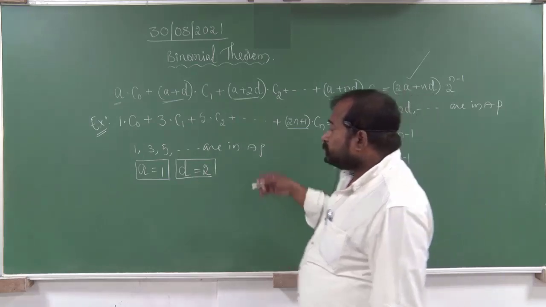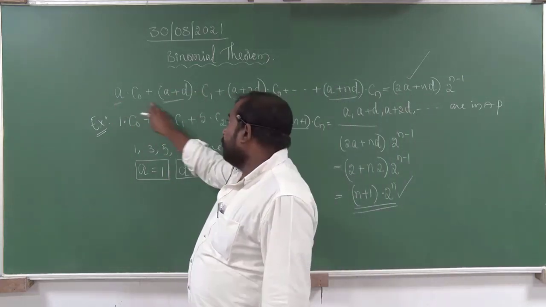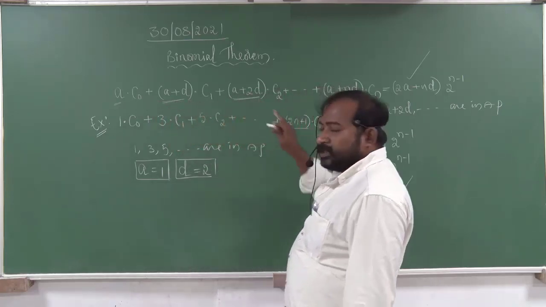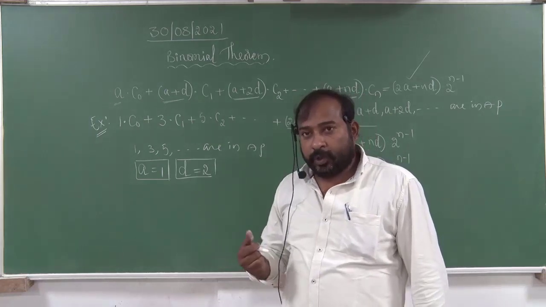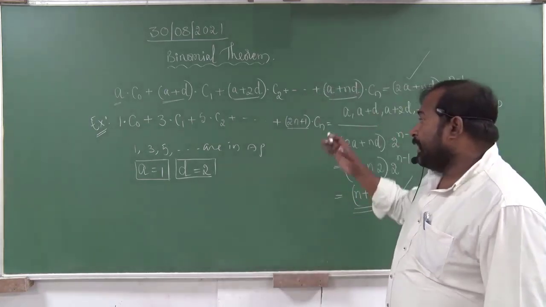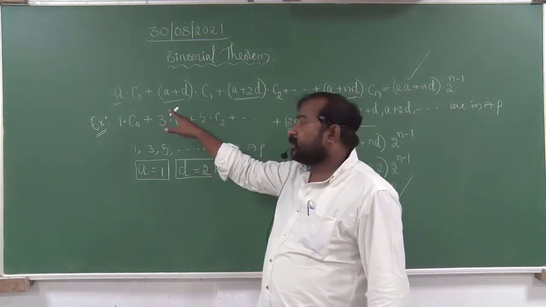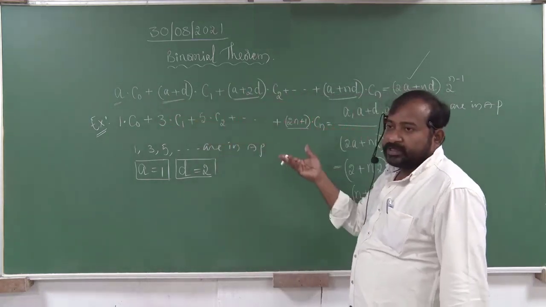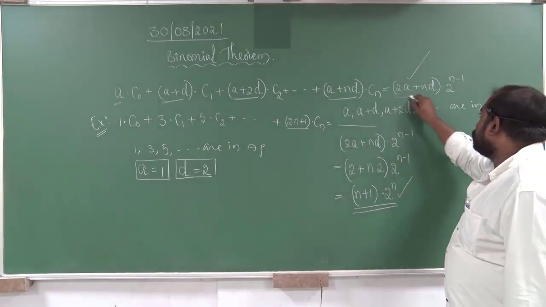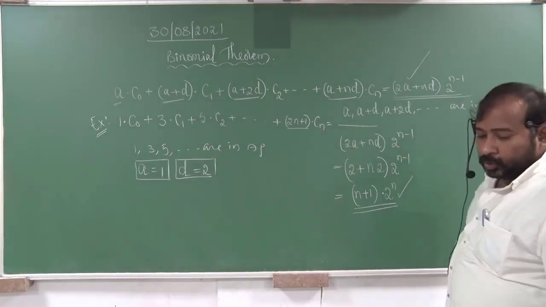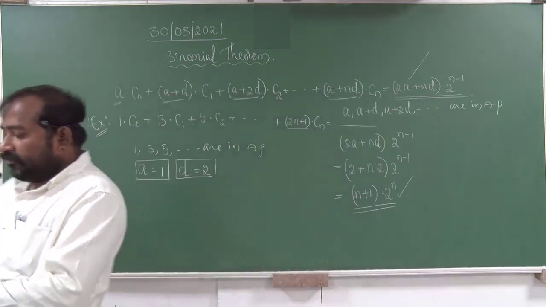If the coefficients, these are the coefficients, a plus d, a plus 2d, all these quantities are in arithmetic progression, then the direct formula is, this is the important formula: a into C0 plus (a plus d) into C1 plus (a plus 2d) into C2 plus and so on plus (a plus nd) into Cn is equal to (2a plus nd) into 2 power n minus 1. I hope this is clear for you.